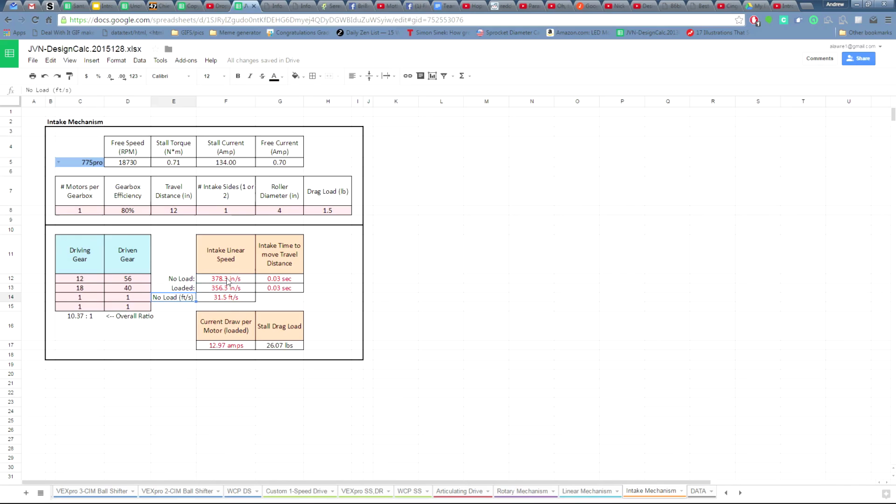You have your reductions over here, your no-load speed, your loaded speed, and I added no-load feet per second. It's normally in inches per second. The reason I have feet per second is it's nice to compare your intake speed with your drivetrain speed. It's usually pretty useful to have your intake moving at least double your drivetrain speed. It's a good rule of thumb I've learned. And then you have, of course, the current draw and the stall drag load. If you have a good intake, you shouldn't be stalling it ever. If you're stalling your intake, something's going wrong. But yeah, that's the basics of that.